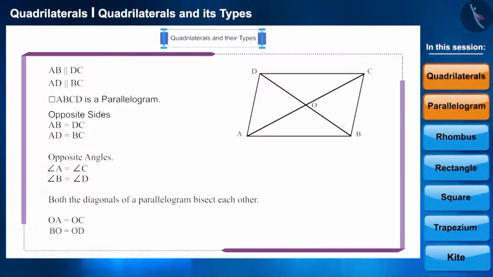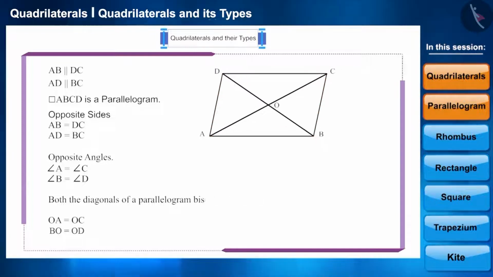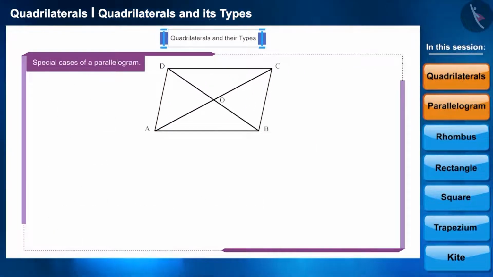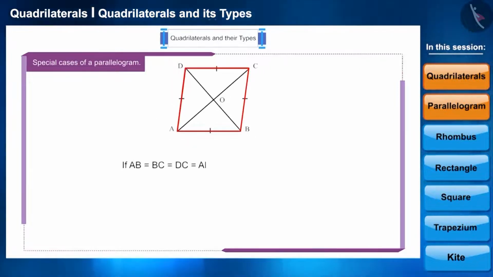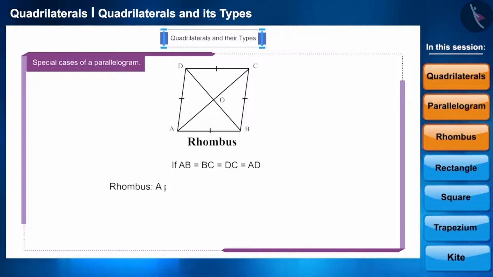Now let's look at some special parallelograms. Friends, if all the sides of this parallelogram are equal, then what do we call it? You may pause the video and think of an answer. Yes, these types of parallelograms are called rhombus. Because a rhombus is a parallelogram whose all sides are equal, its two diagonals bisect each other perpendicularly.